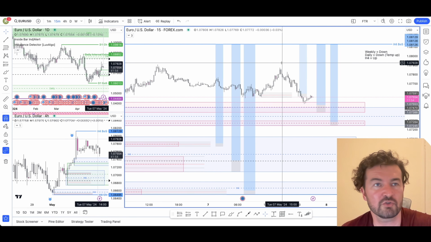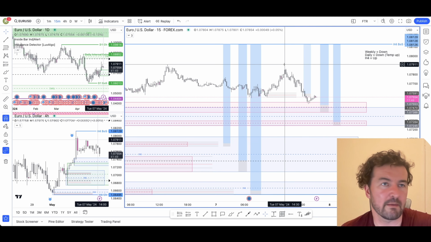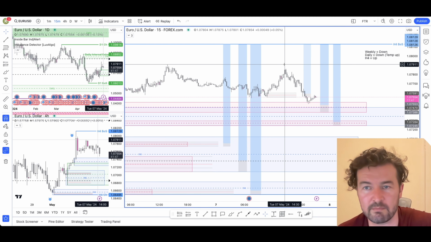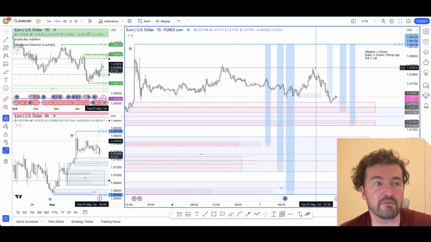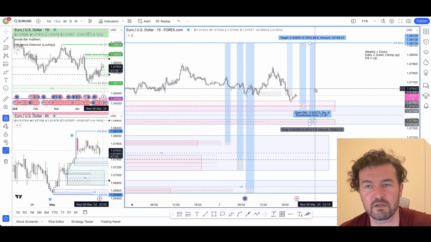Now, I'm going to try to get this out maybe Wednesday or Thursday morning. It's Tuesday, 7th of May at the moment. These are my current chart markups. We've got a 67 or 70% chance that one of these is going to work.